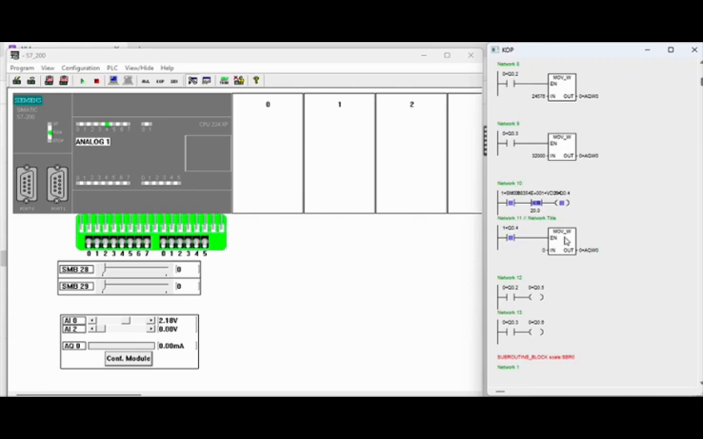So that's it for our simulation test for this radar sensor based liquid level monitoring.